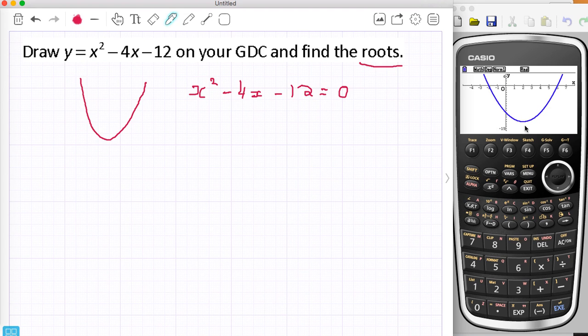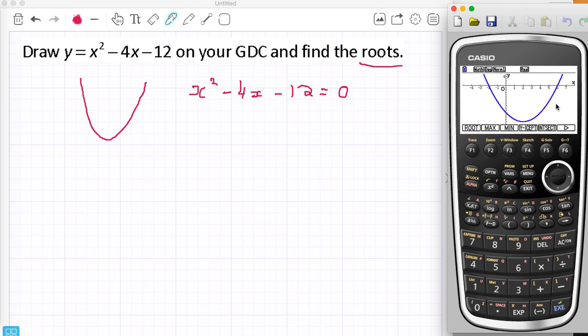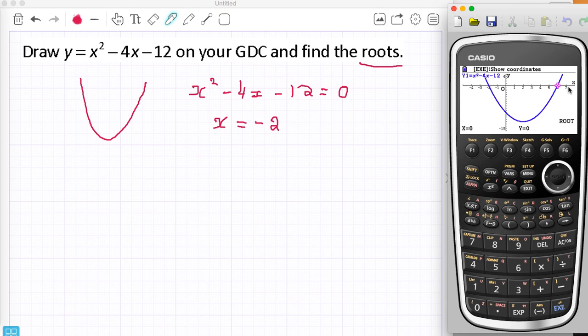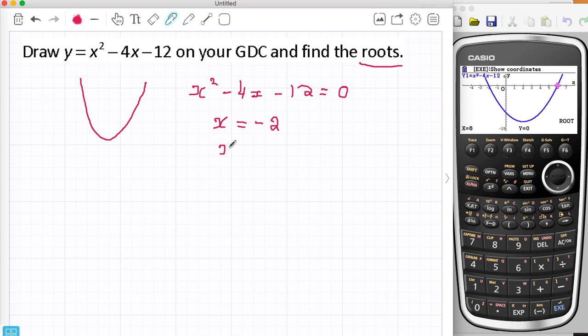Anytime you want any information about this curve, you go to GSolve. And we're going to look for F1 root. So that was F5 and then F1. So it's given me this one here at -2. So x equals -2. Notice the y value is 0. That 0 is changed there to the y value. But there's another one here. So if I click on this button here, it takes me straight in there to the other one, which is x equals 6.